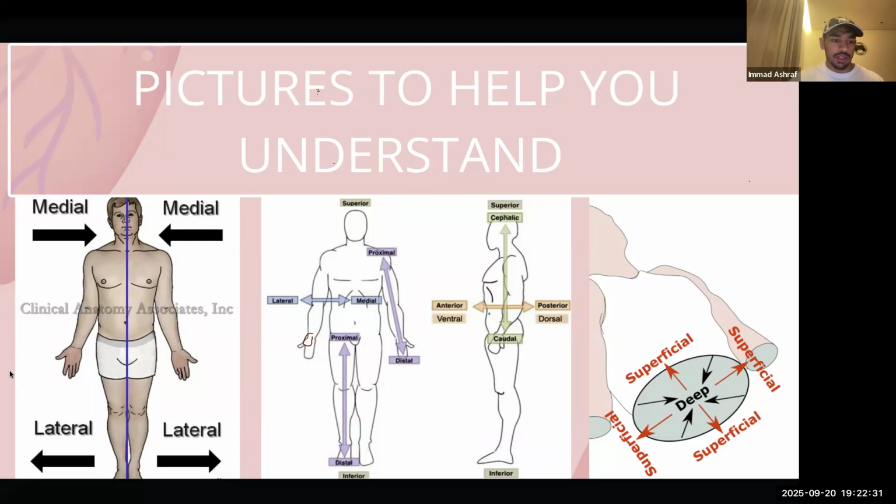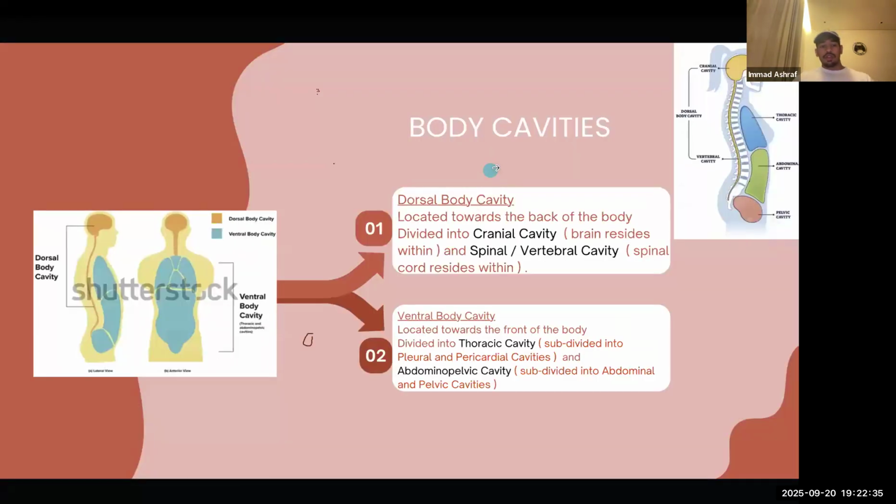All right, so let's move on now. So now we're done with the basics, right? We're gonna move to body cavities. Your body is divided into two main cavities. There's a dorsal cavity, and what does dorsal mean? Someone tell me in the chat. What is dorsal?